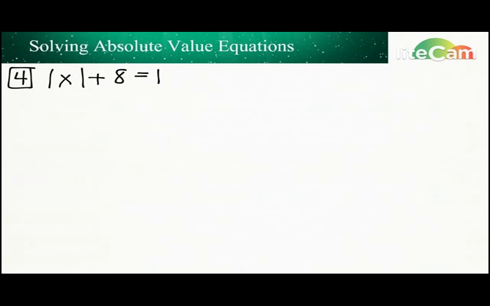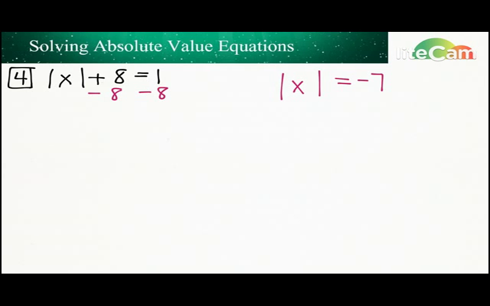Okay, again, like I said, sometimes we have extra numbers, so we're going to move this 8 over on the other side. So now our equation is absolute value of x equals negative 7. Okay, now this is the one that I wanted to talk to you about as far as how different it is from the other ones.